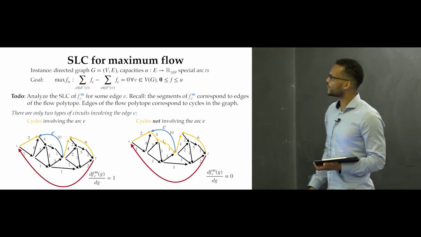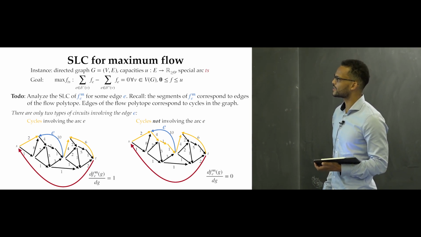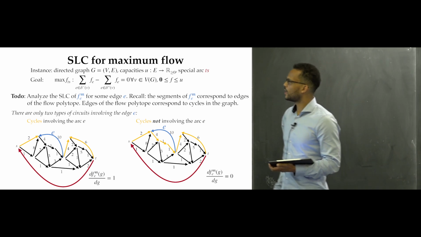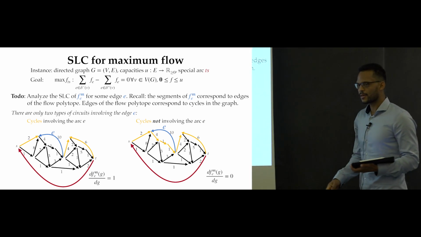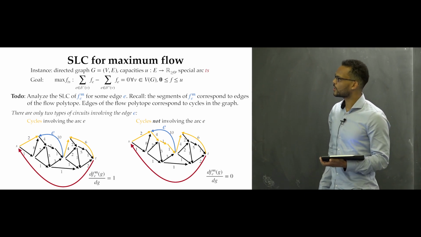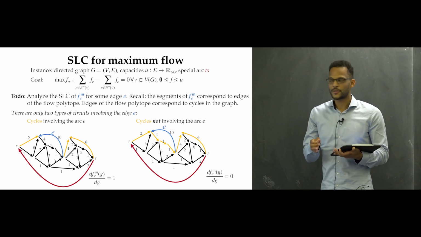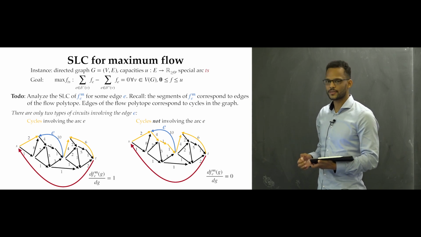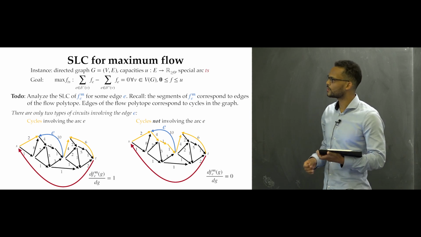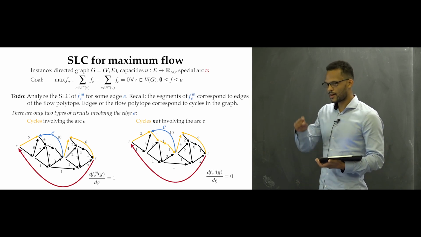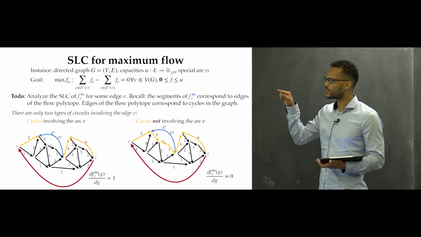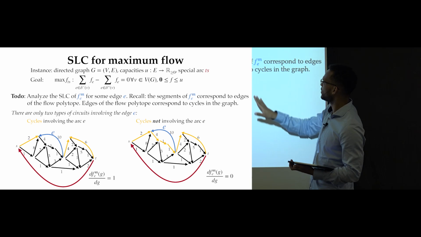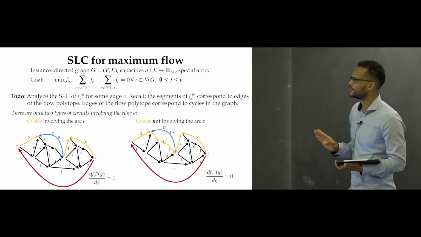And what do we have to do to analyze the straight line complexity? SLC is: fix any edge of my graph. And now we think about, again, what was this projection, or what was the SLC definition, or what was the max central path definition? It was the projection of my polytope onto a two-dimensional subspace. And now my piecewise linear curves correspond to edges in the original graph. And the edges in our polytope here are just cycles in my flow polytope.